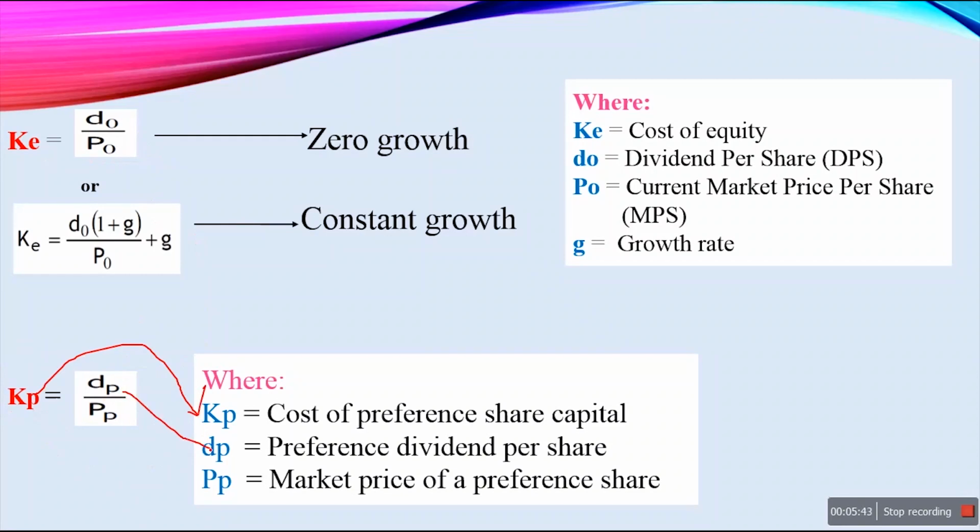Then the DP represents the preference dividend per share. That is the dividend payable to every preference share. Just like we have the dividend per share on ordinary shares, we have also the dividend per share on perpetual preference shares. That's why we are referring to it as preference dividend per share. Then PP represents the market price of a preference share, that is the price at which a share is selling in the market at the current time.